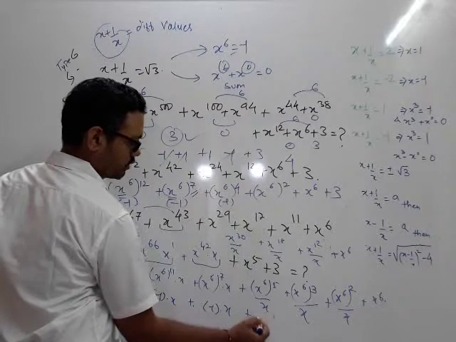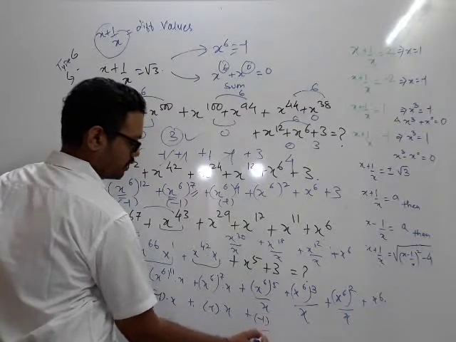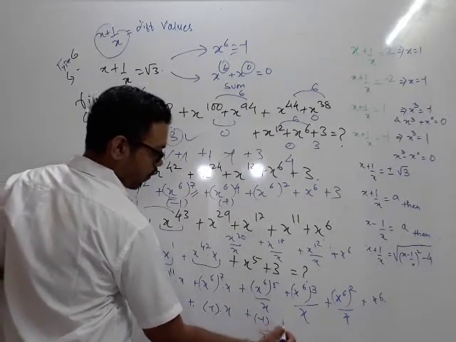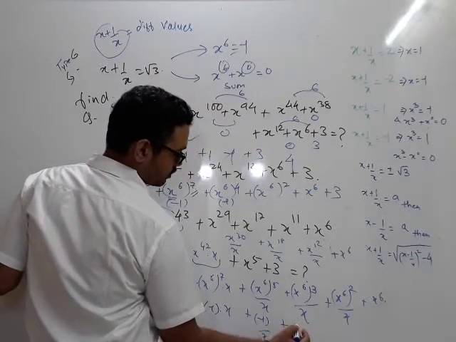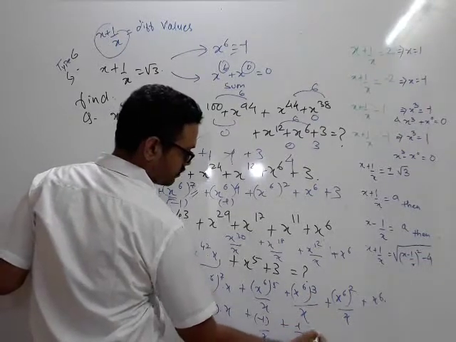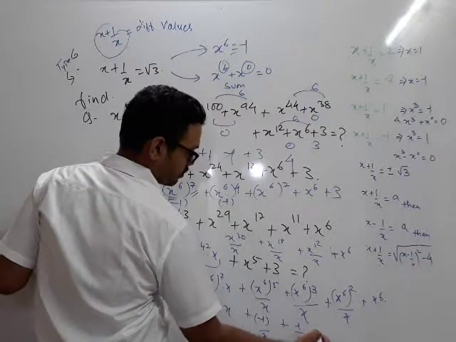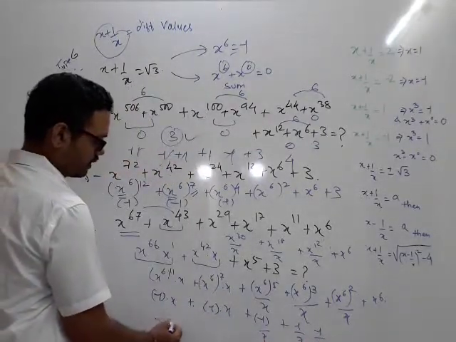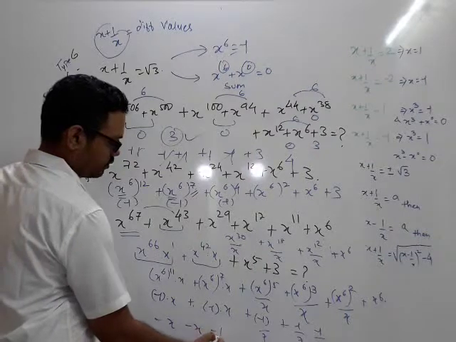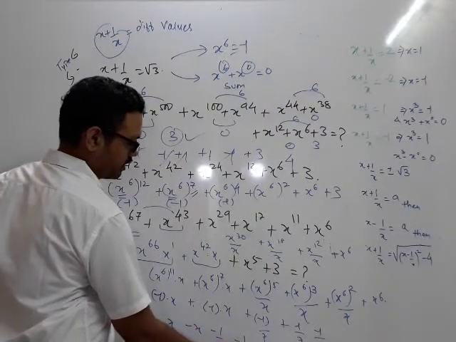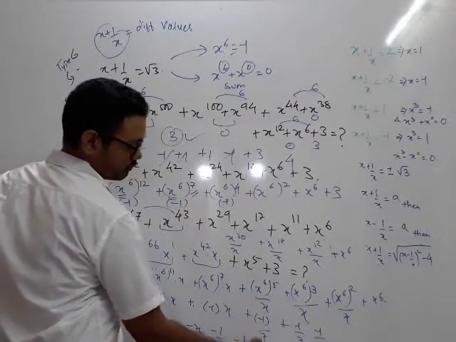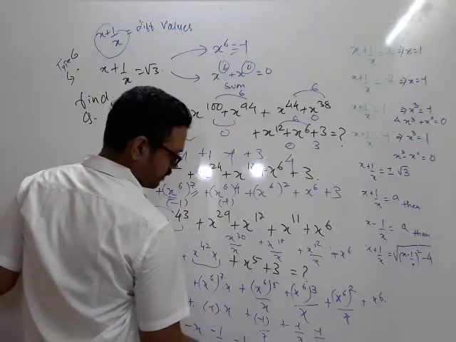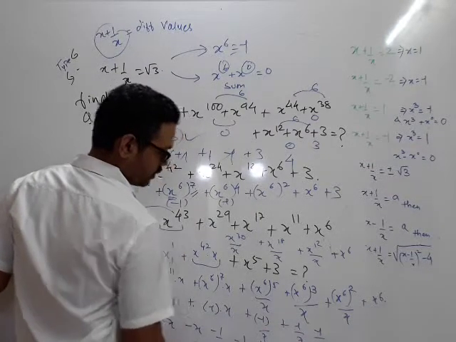X raised to 6 is minus 1, raised to 5 upon x, plus minus 1 upon x. This is minus 1 upon x. So this is nothing else. It becomes minus x, minus x, minus 1 by x, minus 1 by x. Here it will be minus 1 by x and minus 1.